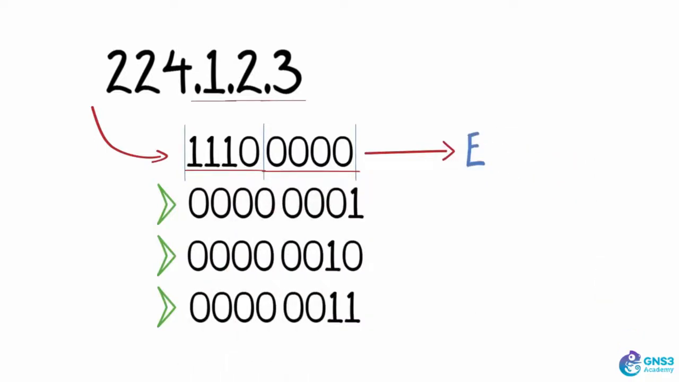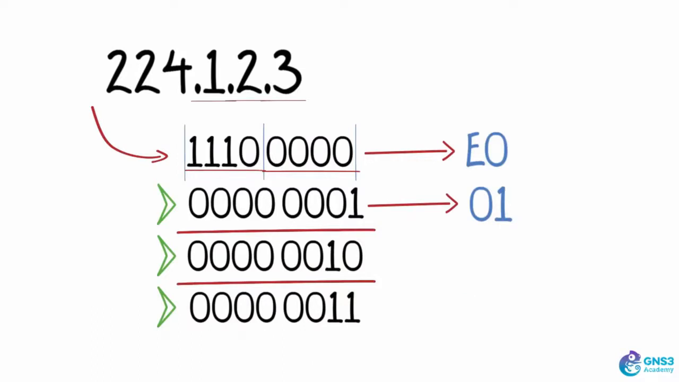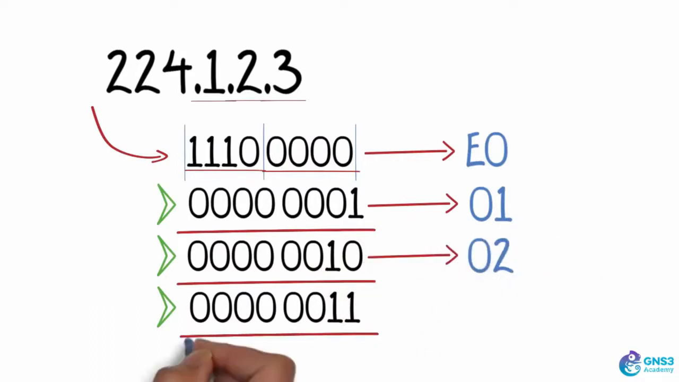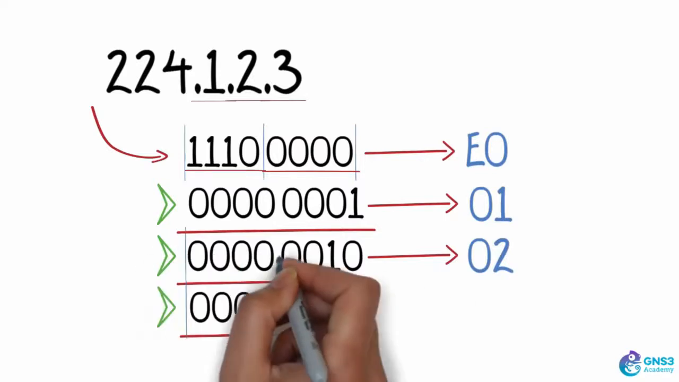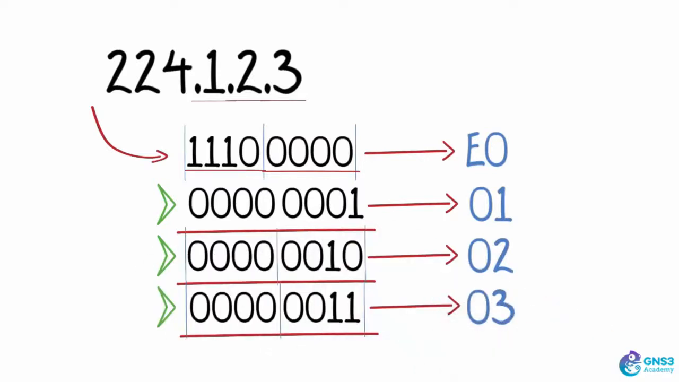0 in hexadecimal is a 0. This is fairly easy. Once again, that's a 0 and a 1 in hexadecimal. This is 02 in hexadecimal. And this, breaking it up into our 4 binary bits, is 03 in hexadecimal.